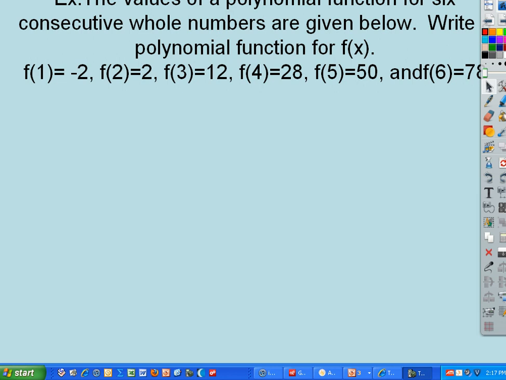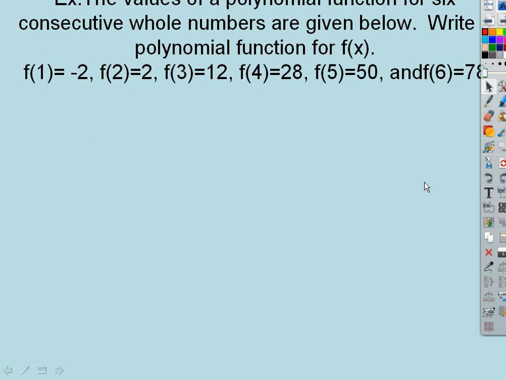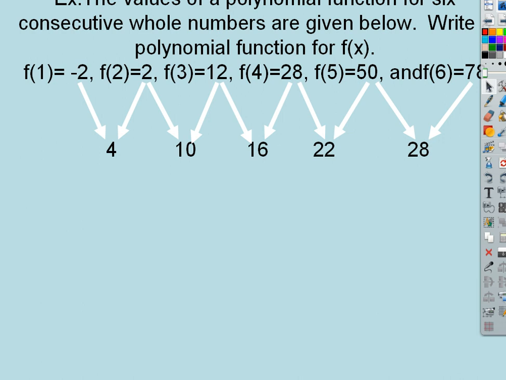If we do the finite differences stuff here, watch what happens. If I find the first order differences, 2 minus negative 2 is 4, 12 minus 2 is 10, etc. Second, subtraction. Always subtraction. Second order differences are constant, so it's second degree, right? So if the order is 2, it's quadratic, and so we would use quadratic regression.